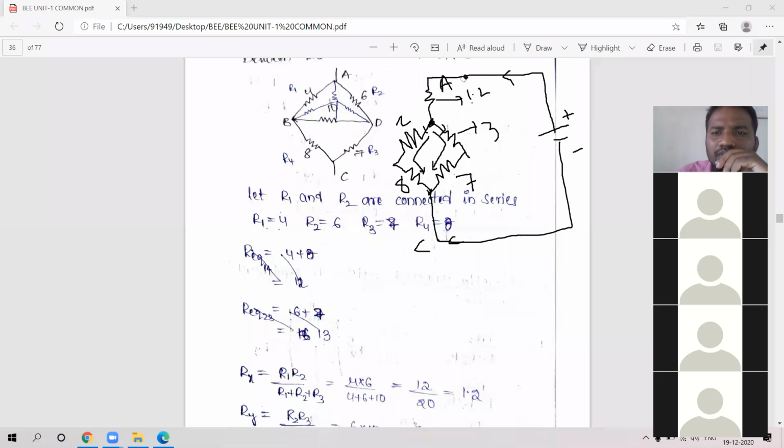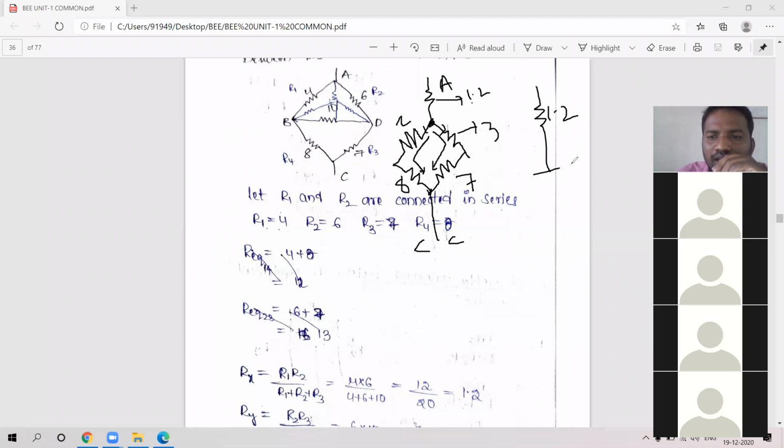Now I will get the values. The new resistor will be 1.2 itself. Like this, you are going to get 2 and 8 there. That 2 and 8 is 10, and this 7 and 3 is also 10. 10 and 10.